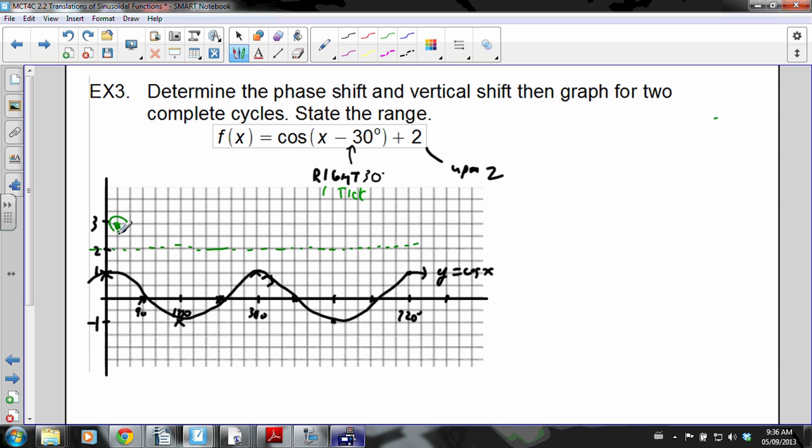That's the starting spot. It's been moved right 30 degrees and up 2, and then I know the important points are every 3 ticks, every 90 degrees. 3 ticks, important point. 3 ticks, important point. 3 ticks, important point. 3 ticks, important point. 3 ticks, important point. And notice the pattern just continues. High, medium, low, medium, high, medium, low. And it's not 1s and 0s and negative 1s, because it's been moved, hasn't it?